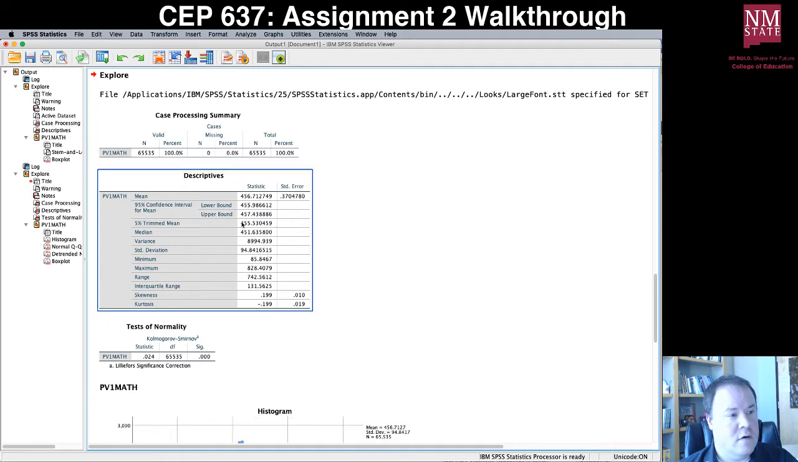We have a median of 451. That tells us that it probably is a little bit skewed to the right. And if we look at the skewness and kurtosis values, though, those are quite small. So there shouldn't be any major issues there. Standard deviation of around 95 points, and a minimum of 85 and a maximum of 828.